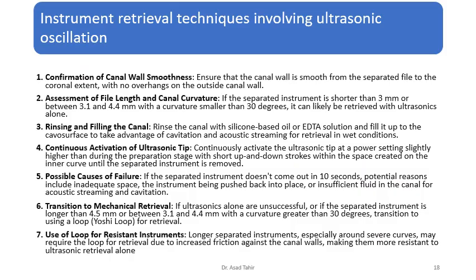Instrument retrieval techniques involving ultrasonic oscillation. Confirmation of canal wall smoothness. Ensure that the canal wall is smooth from the separated file to the coronal extent, with no overhangs on the outside canal wall. Assessment of file length and canal curvature. If the separated instrument is shorter than 3 mm, or between 3.1 and 4.4 mm with a curvature smaller than 30 degrees, it can likely be retrieved with ultrasonics alone.